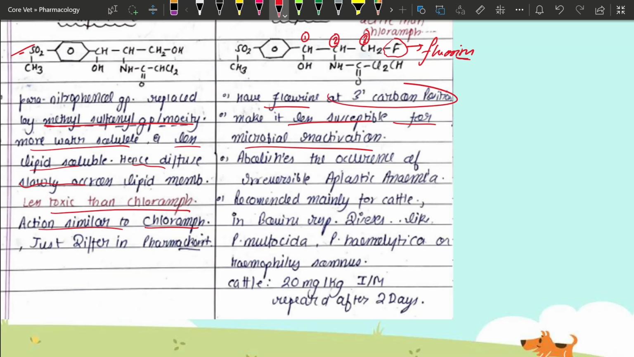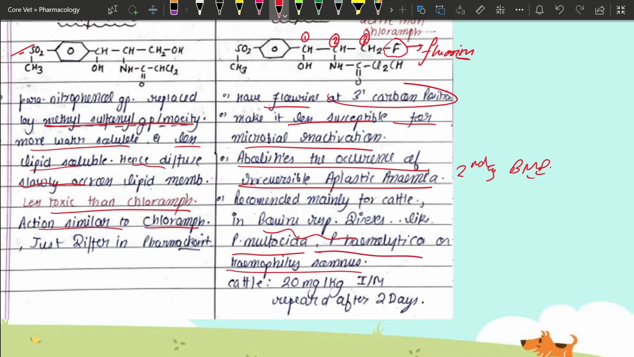It does abolish the occurrence of irreversible aplastic anemia, the second type of bone marrow depression, right? It is recommended in cattle for bovine respiratory disease, which is caused by Pasteurella multocida or Pasteurella haemolytica, and also by Haemophilus somnus, right?